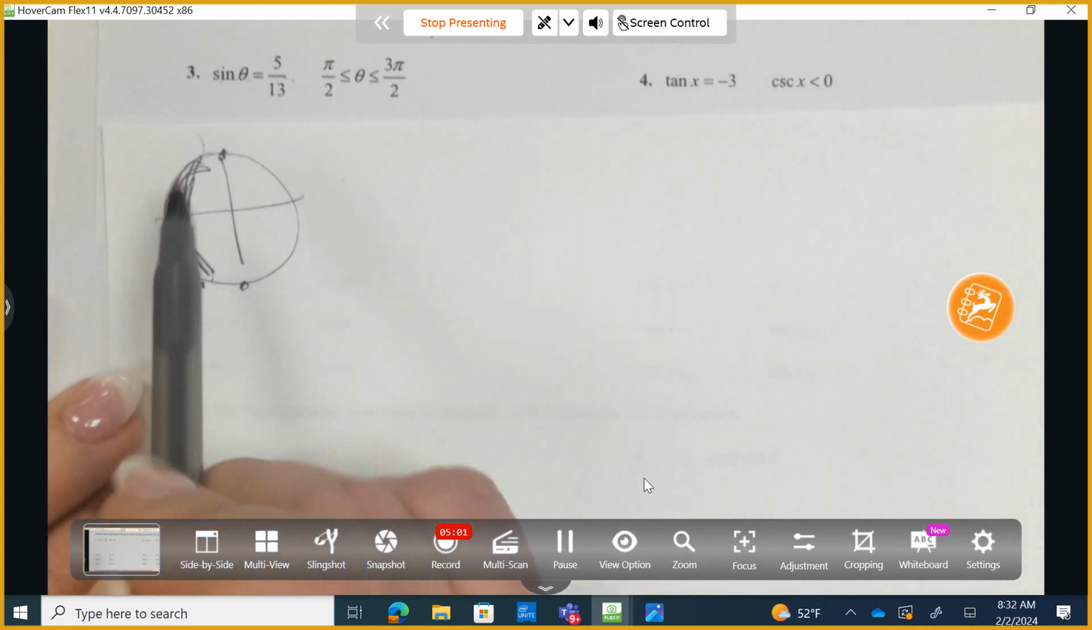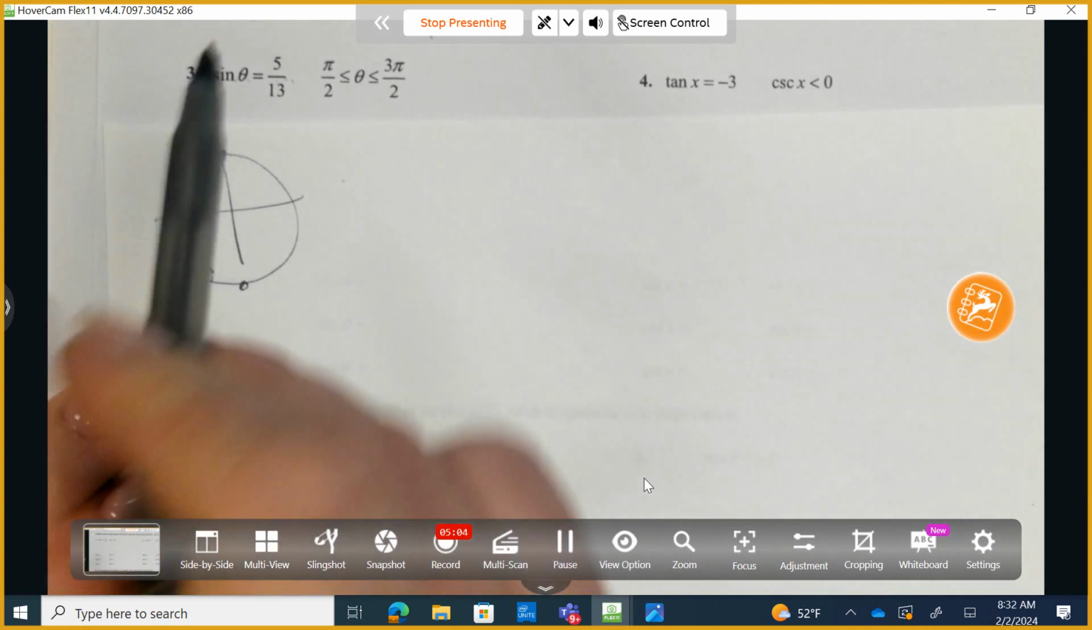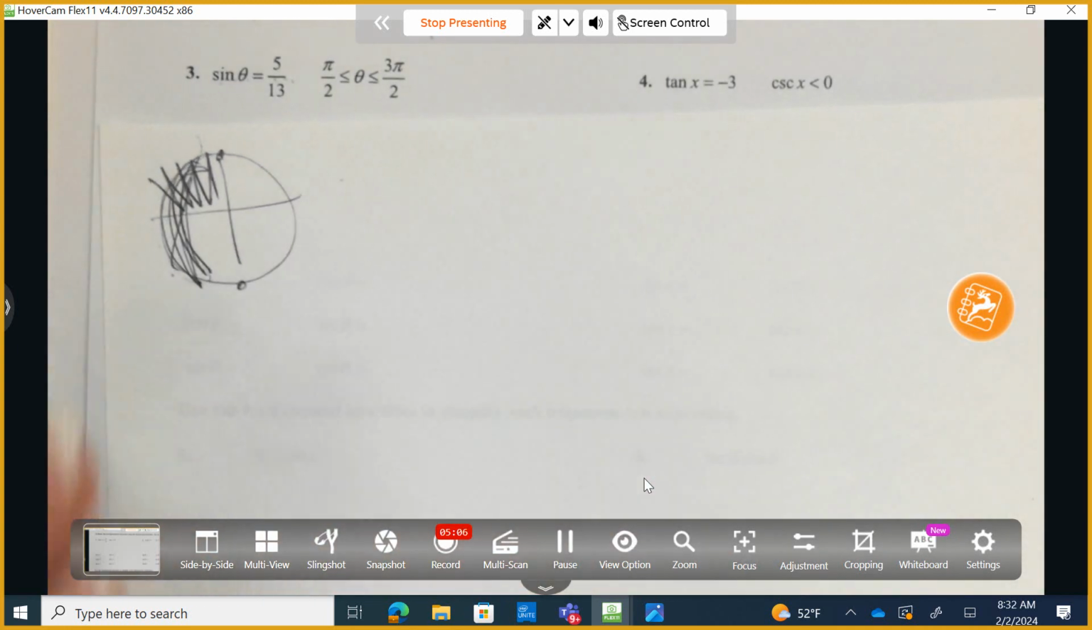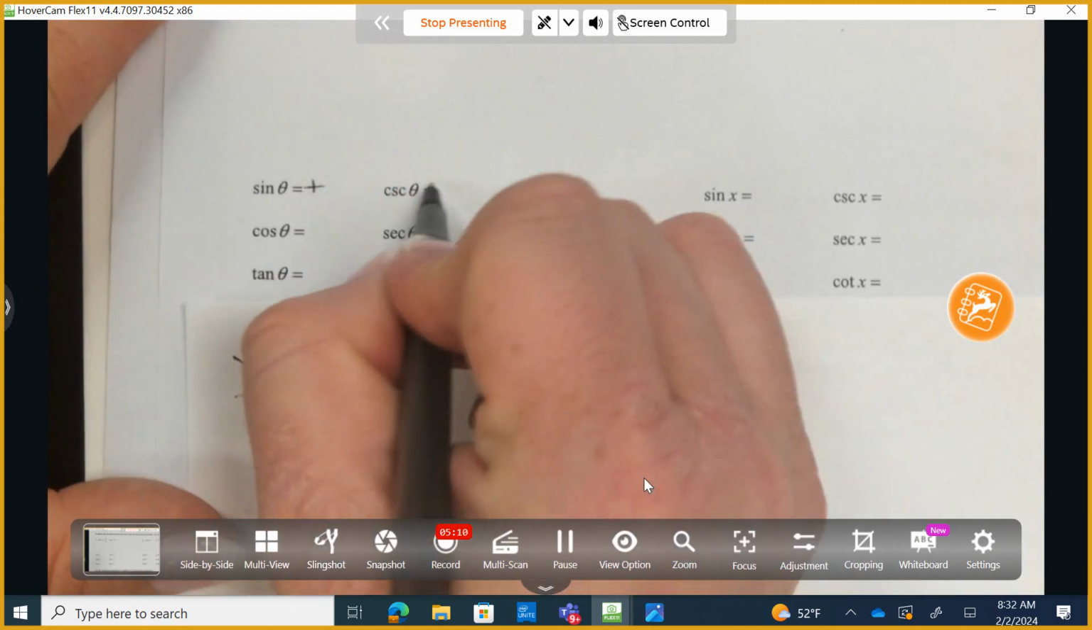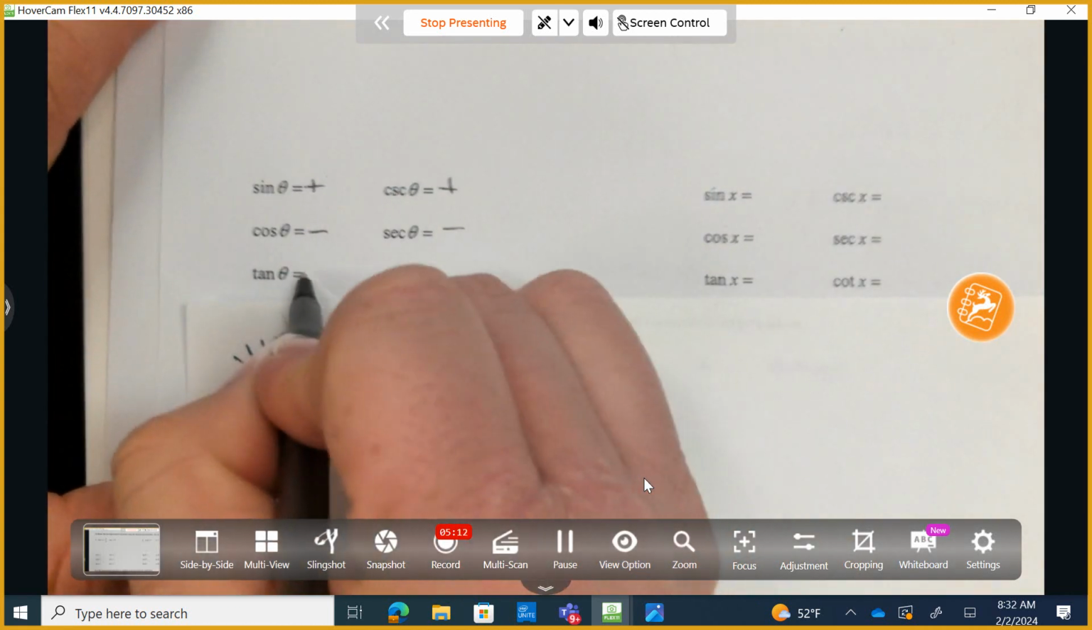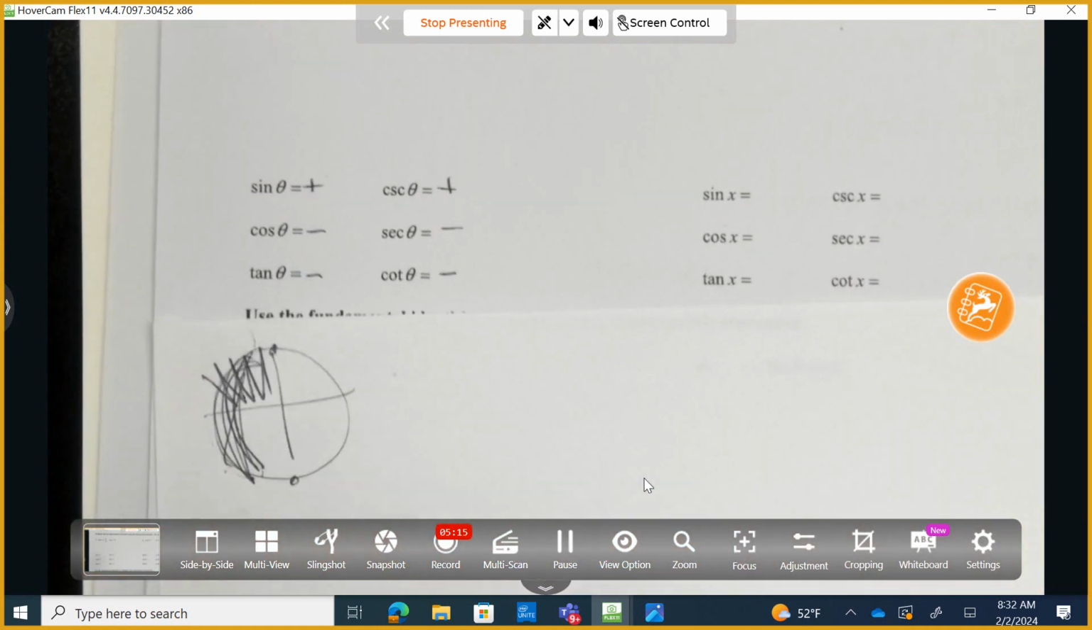Let me go back to here. So it's either in quadrant 2 or quadrant 3. Because sine is positive, we know it has to be in quadrant 2, okay? If it's in quadrant 2, by the way, what's going to be the sine? Positive. What's going to be the cosine? Negative. What's going to be the tangent? Negative. All Star Trig class.